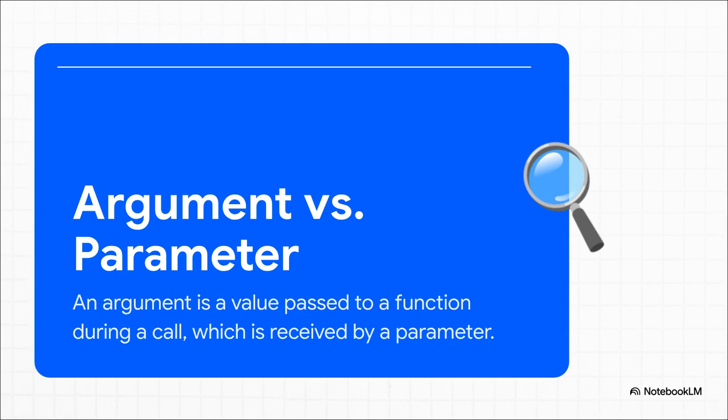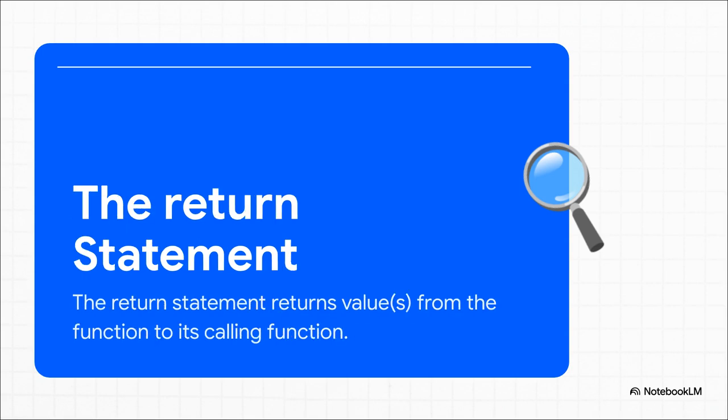Easy, right? So your function does all this work. But then what? How does it give you the answer? Well, that's where the return statement comes in. If your function is a recipe and the arguments are the ingredients, the return statement is the finished dish. It's the result that the function hands back to your main program.